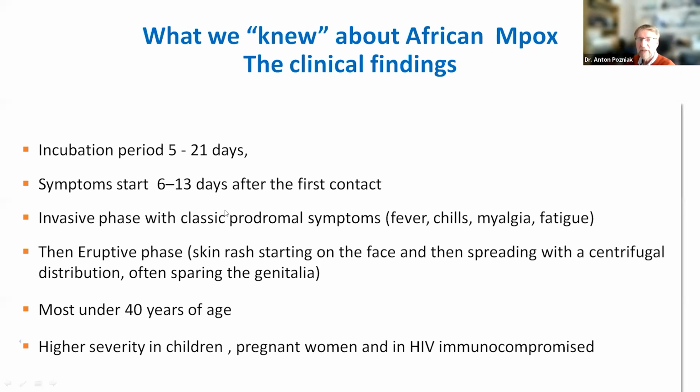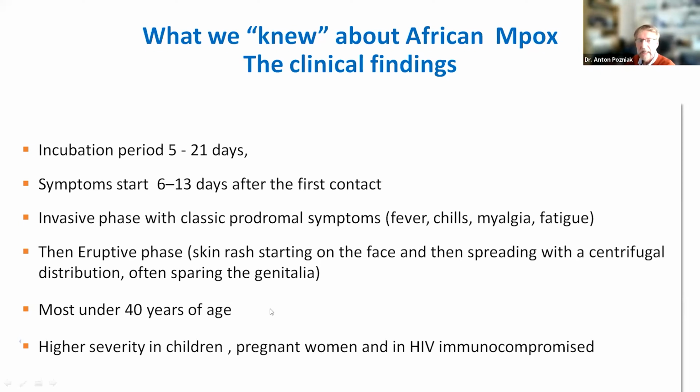So the incubation period is up to 3 weeks, from 1 week to 3 weeks. The symptoms tend to start after about a week after the first contact. And that's important when it comes to prophylactic vaccines. And then there was an unfolding and a revelation of the disease. It started with fevers, chills, myalgia, fatigue, typical viremia. And then you got a rash, usually on the face, and then spreading, often sparing the genitalia. This is what we see in Africa.